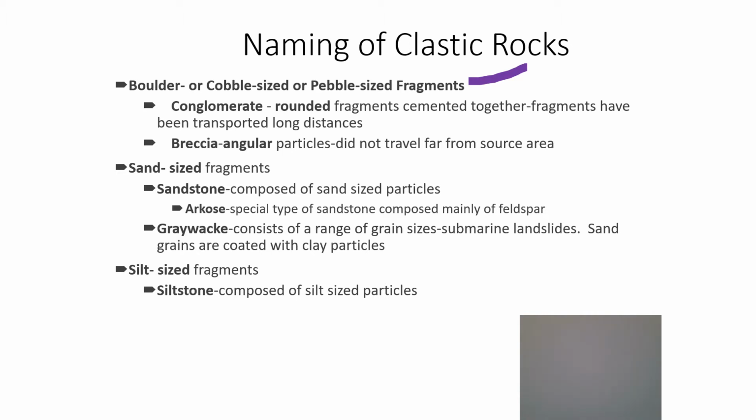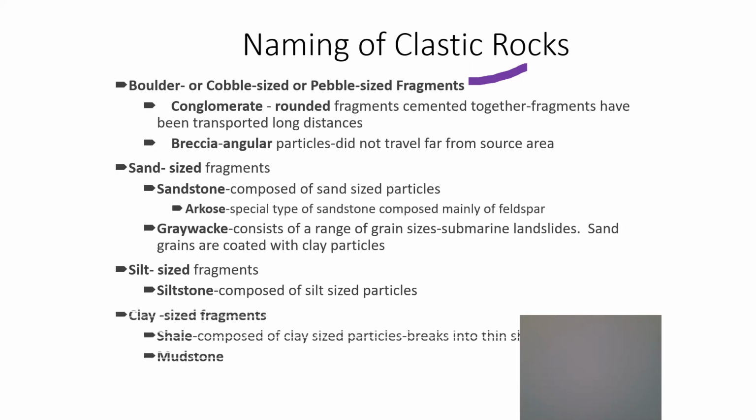As you can see, sand particles would lithify to make sandstone. And of course, there are various types of sandstone depending on the mineral content. Silt fragments lithify into a rock we call siltstone. Clay-sized fragments or sediments, depending on the degree of compactedness, from most compact to least, would form shale, claystone, and mudstone.